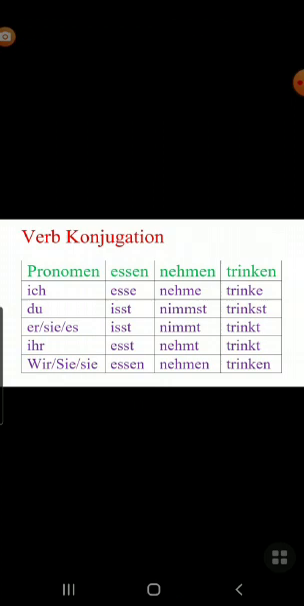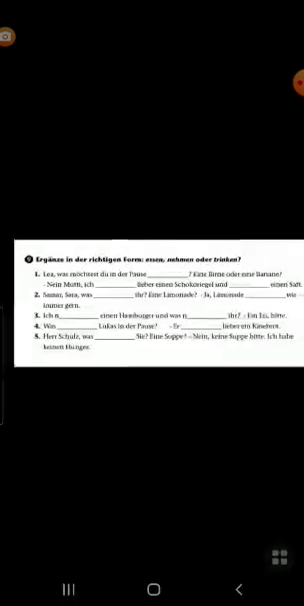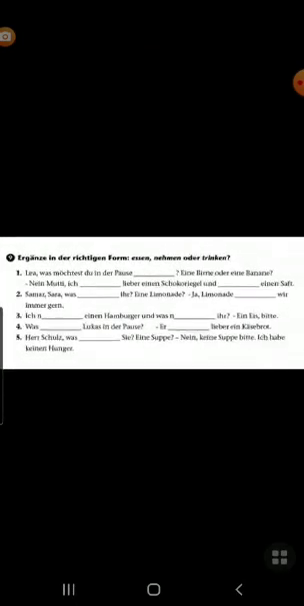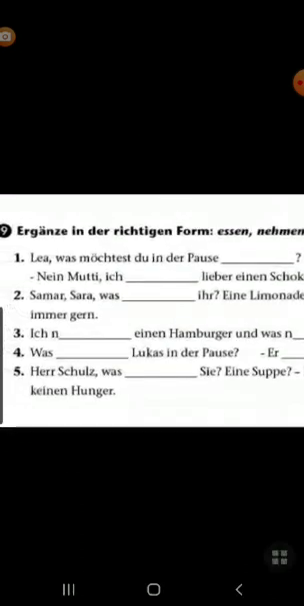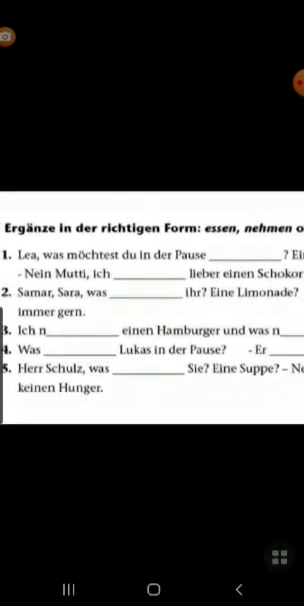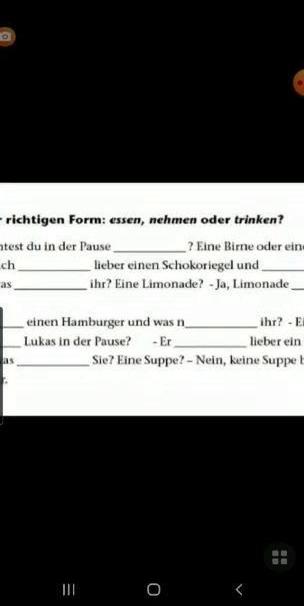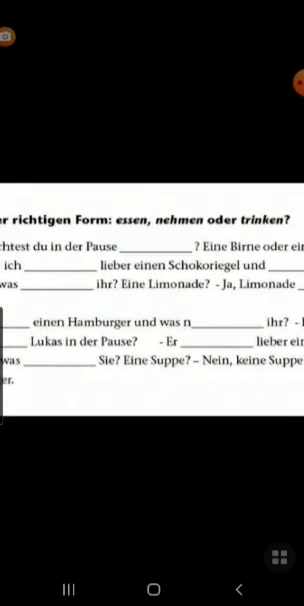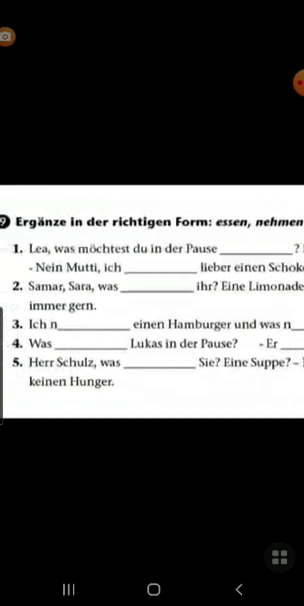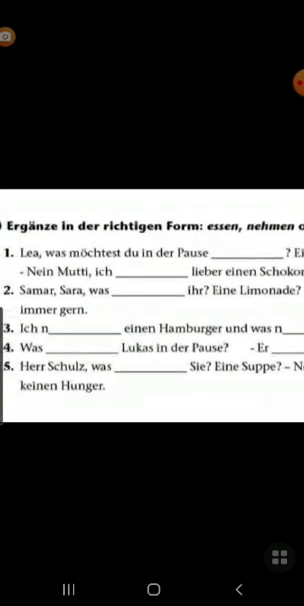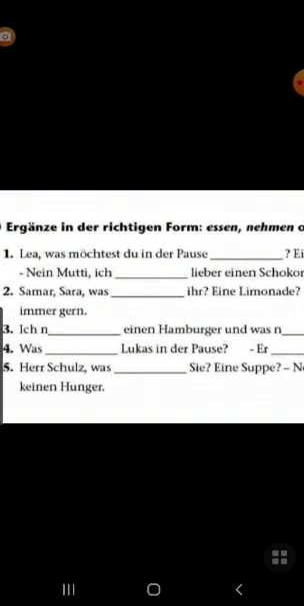And now we are going to apply the conjugated form of these verbs in the given exercise. So, ergänze in der richtigen Form. Essen, nehmen und trinken. Fill up in the right form these verbs, essen, nehmen and trinken. I'll do one or two for you and the rest of it will be done by you.